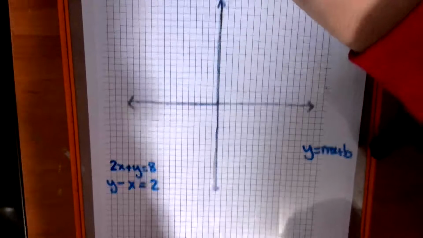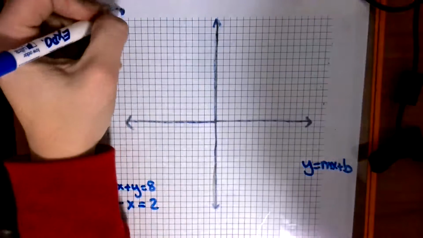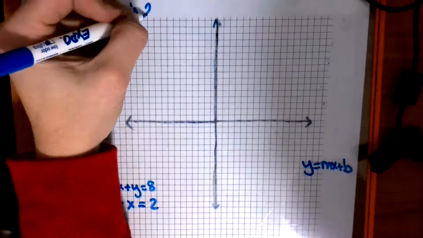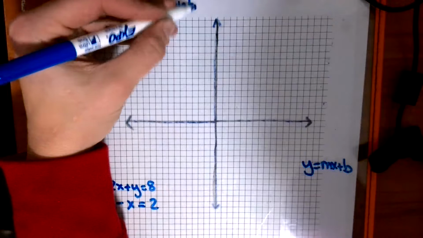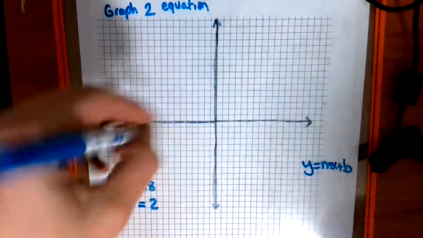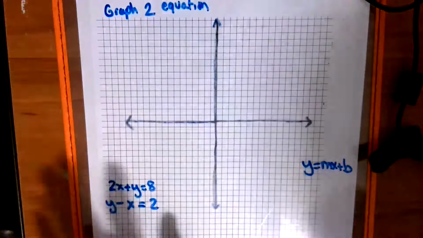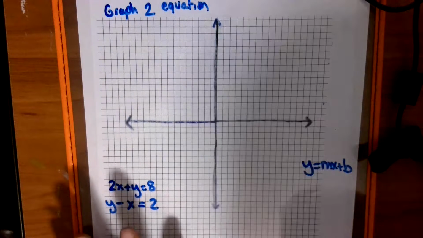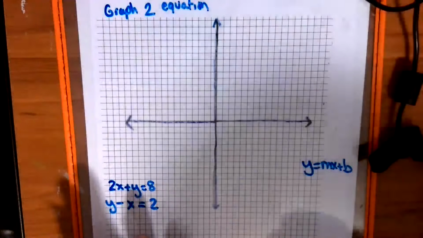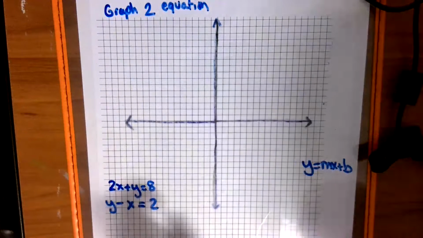Hello. So what we're going to do today is we are going to graph two equations on one set of axes. Okay. And where the two lines cross, if they cross, that will be the solution set. So pretty much the ones we're going to do right now will all cross.